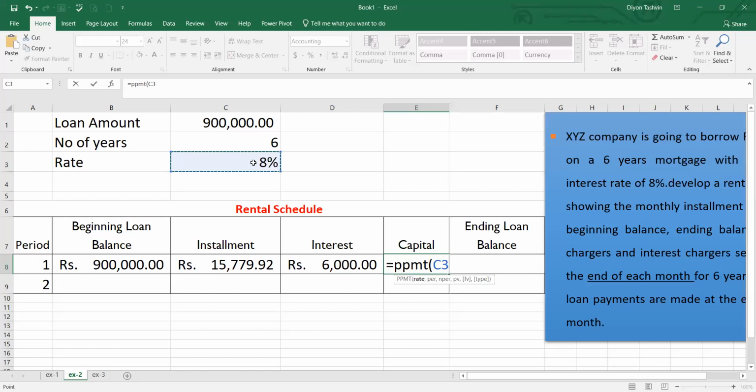Here the rate is provided annually. Now we have to convert it to months. Since this is fixed for the period, we can fix it. Then we have to enter the period, which means the current period. That is period 1 in this question.